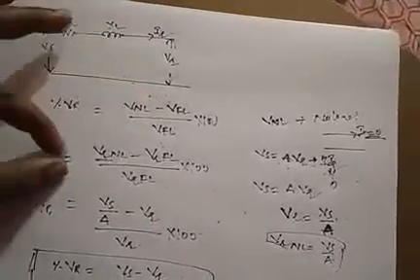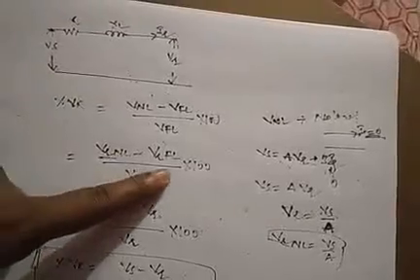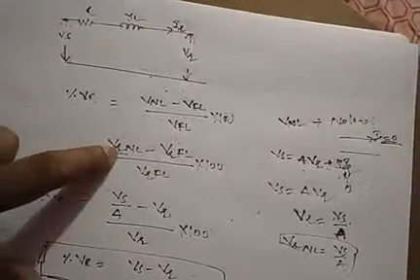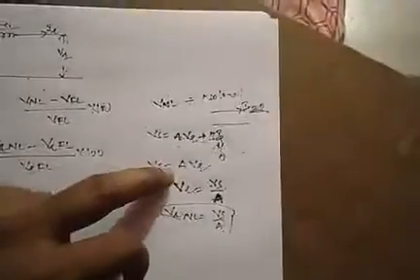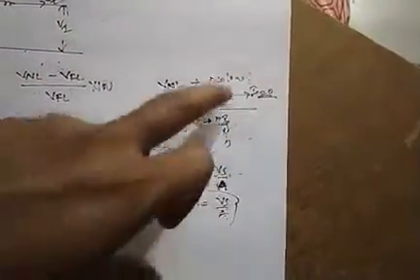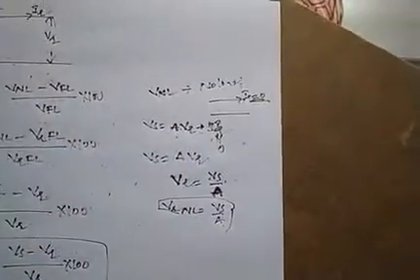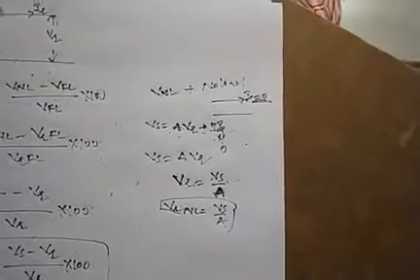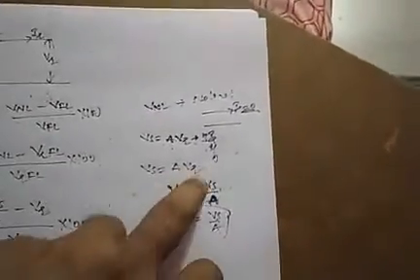That means VR no load minus VR full load by VR full load into 100. What is the value of VR no load? You know the normalized equation, Vs is equal to AVR plus BIR. Under no load condition, if you don't have any load, what about the current IR? IR is 0.